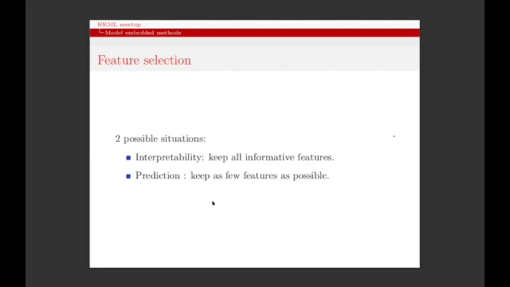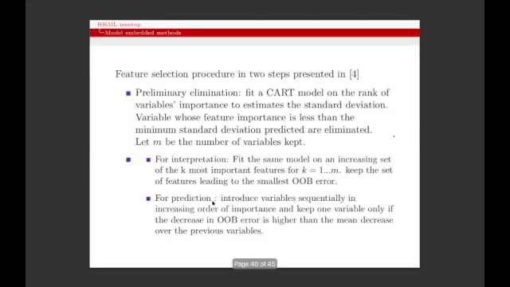On the other hand, for prediction, we want to keep as few features as possible to make the model as simple as possible and as fast and reliable as possible. So I'm going to describe a procedure that is presented in a paper from 2017.